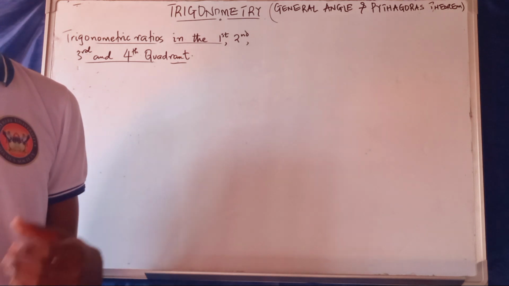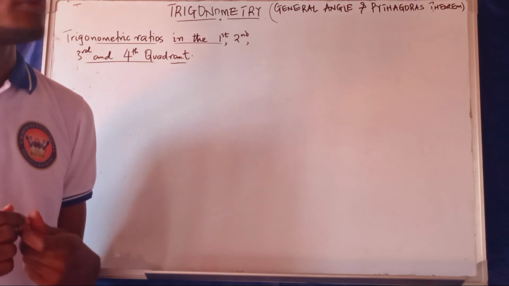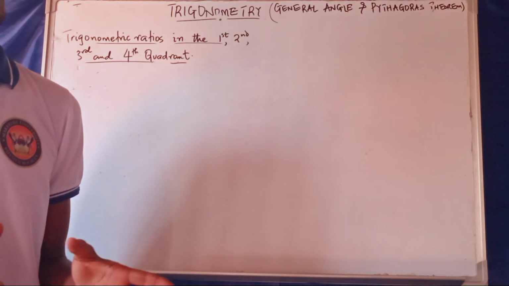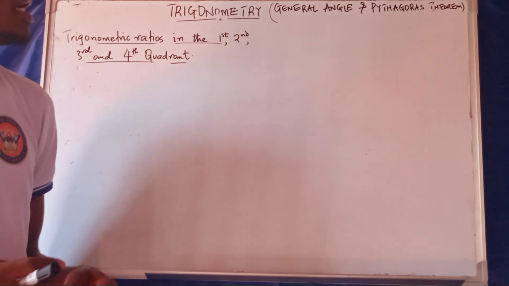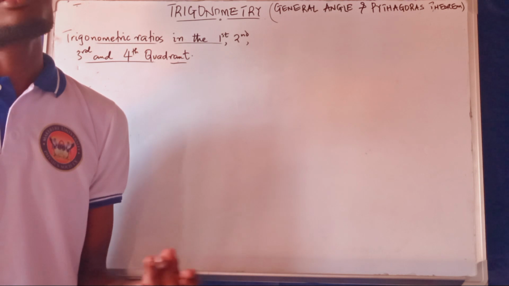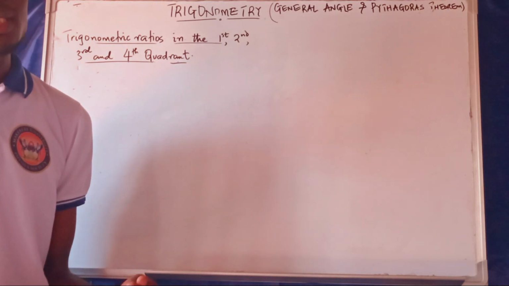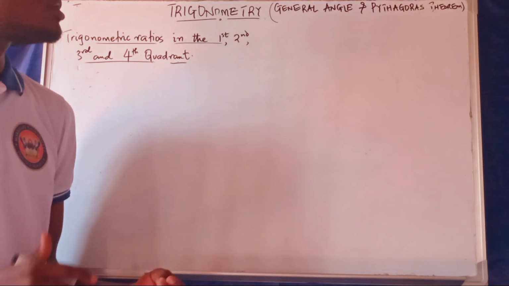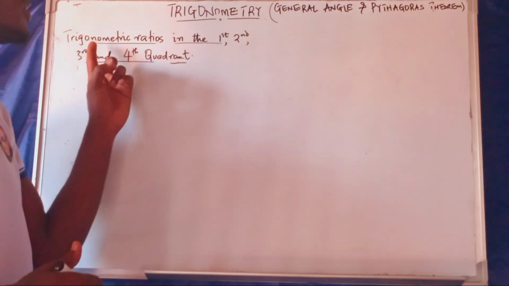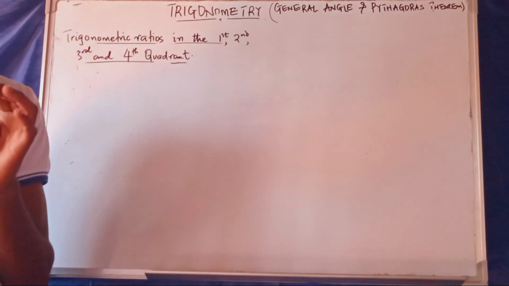The right-angled triangle is that triangle which has the angle of 90. Which one of the angles inside that triangle is 90? And of course, we know if it has one of the angles equal to 90, all the other angles are always less than 90 for it to qualify to be a triangle. So specifically, we are going to talk about the trigonometric ratios in the first, second, and third quadrant.